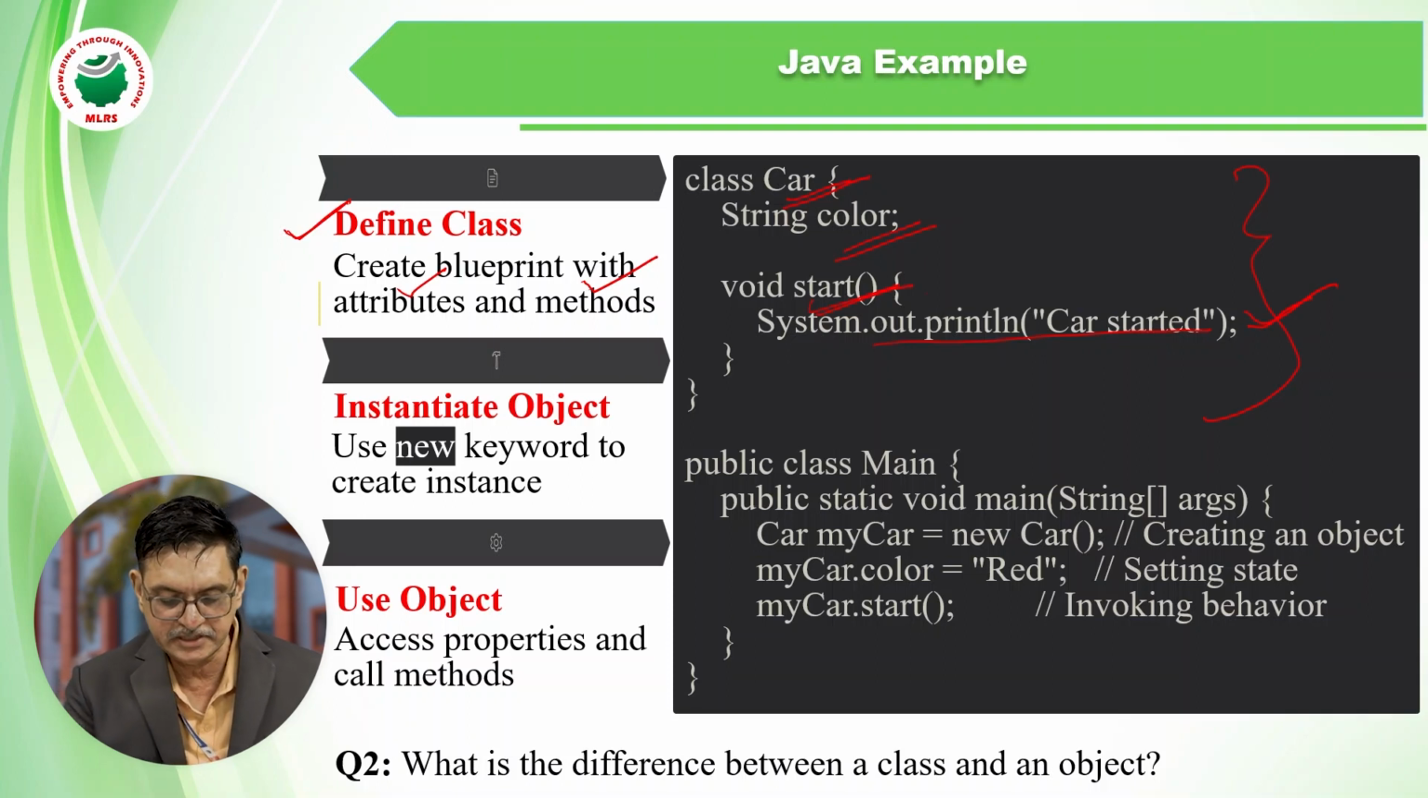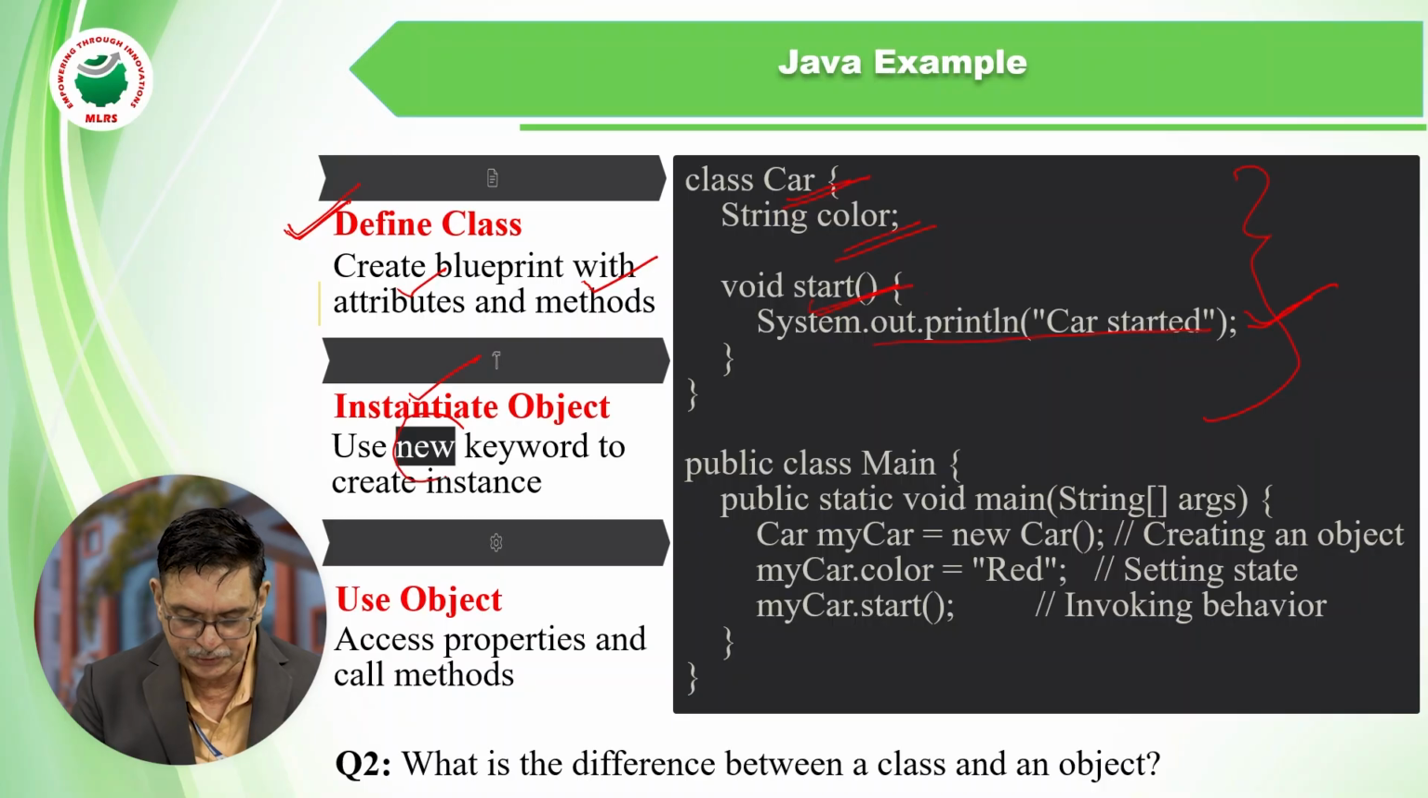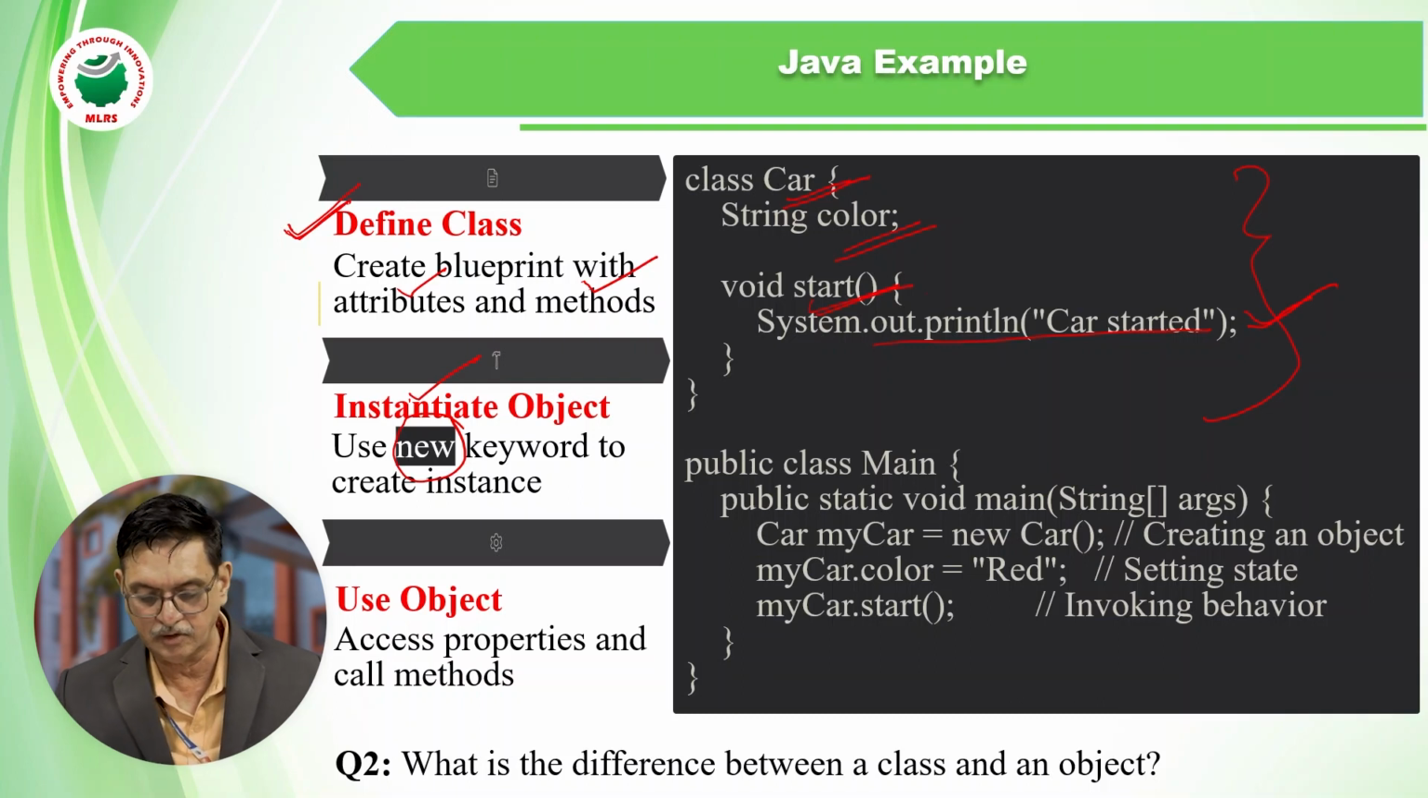Okay, right. So once we define this class as a blueprint for creating any object of similar type, we are going to instantiate an object. We can create any number of objects from the existing class definition. The instantiation of the object is performed using the keyword called new. So using the new keyword, we can create any number of objects of this class type.